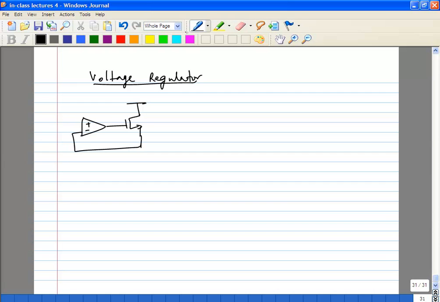Another circuit which is commonly used along with VCOs is your voltage regulator.